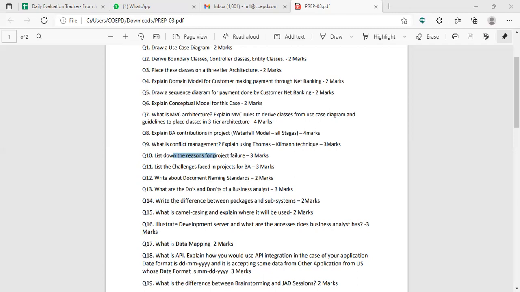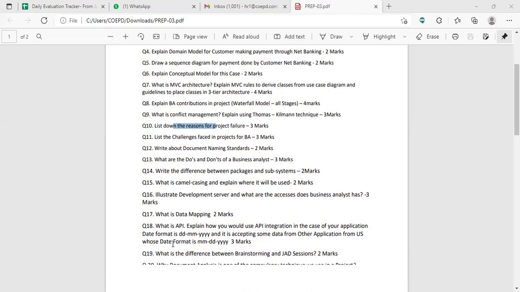16th one speaks about illustrate development server, and what are the accesses a business analyst has. So if you remember, we have multiple types of servers. We have development server, UAT server, and a deployment server. So you have to explain what is development server, who uses development server. We have a diagram also with the V model there. Then we can also talk about which servers a business analyst has access to. If you remember, we as a business analyst should have access to all the functional servers, not a technical one. So that is a hint. So please try to write a nice paragraph about it.